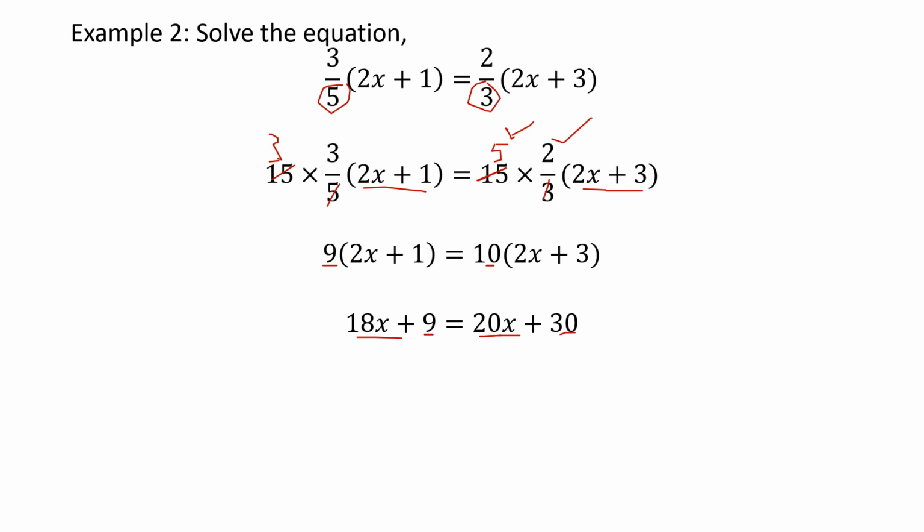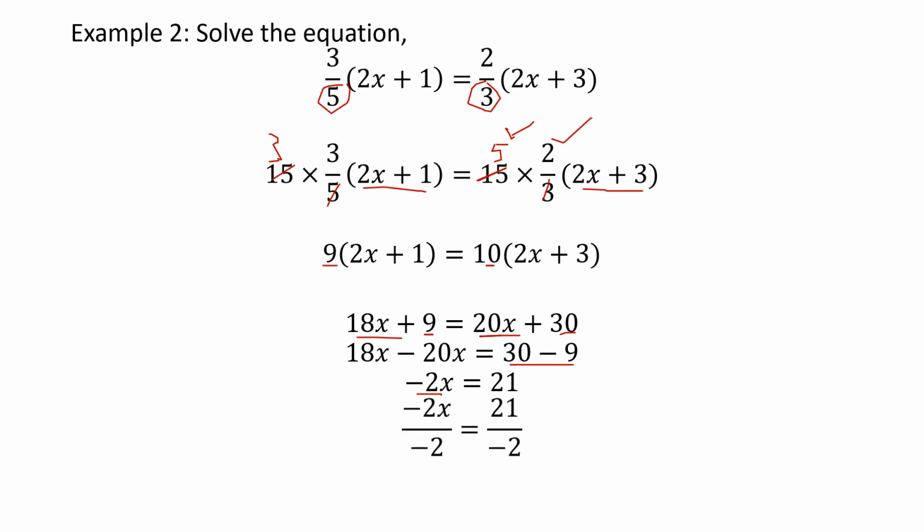Right, so let's take 20x to the left hand side. At the same time, taking 9 to the right hand side. Right, 18x minus 20x simplifies to minus 2x. On the other side, 30 minus 9 we get 21, like this. So minus 2x is equal to 21. Now that we have a single term on the left hand side and a single term on the right hand side, we can now safely divide both sides by the coefficient of the unknown. Our unknown is x and the coefficient of x is minus 2 in this case. So we are dividing both sides by minus 2 like this.